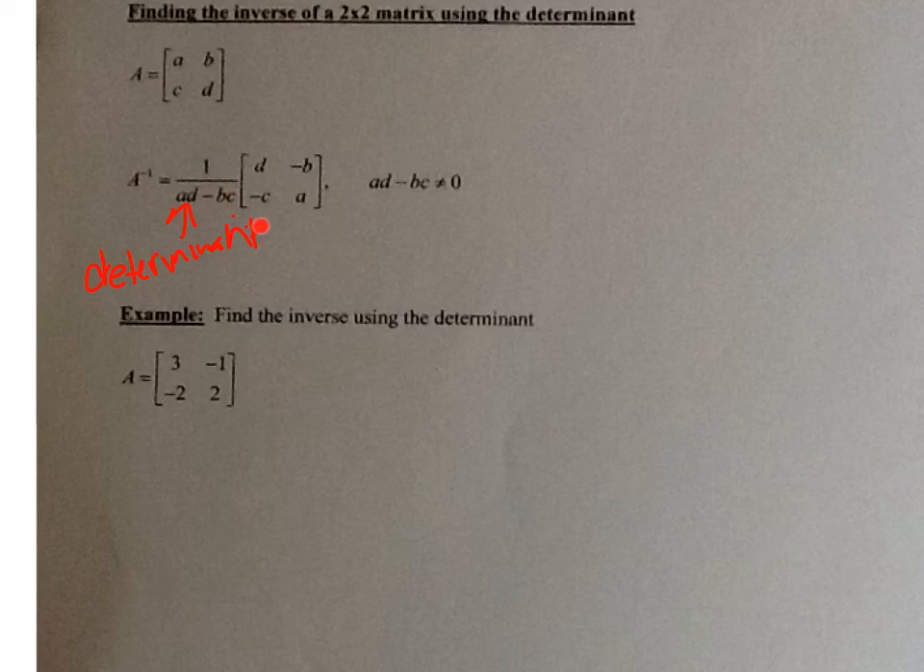Times, now this matrix here. Now look at this matrix and look at this here. So A and D switch places on the diagonal. These two switch places. And B and C, they don't switch places. They change their values to their opposite. And you can only do this as long as your determinant is not equal to 0.